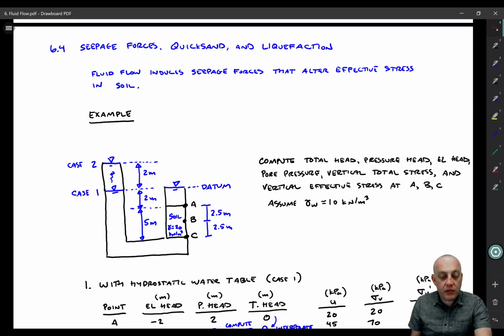Right, in this section, we're going to now tie together what we know about computing total head, pressure head, elevation head, and so forth with effective stresses, because that's the ultimate goal here. In soil mechanics, the reason why we care about these head values is largely because of stability issues. How is the excess pore pressure going to influence the strength of the soil? And that's related to effective stress.